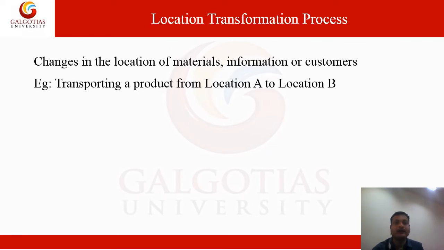Now the second conversion process is the location transformation process. As an example, you shift one object from one place to another. Here you can experience a change in the location of the material, information or customers taking place in a conversion process, which we usually call the location transformation process.